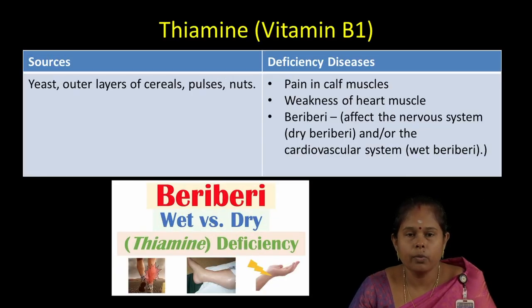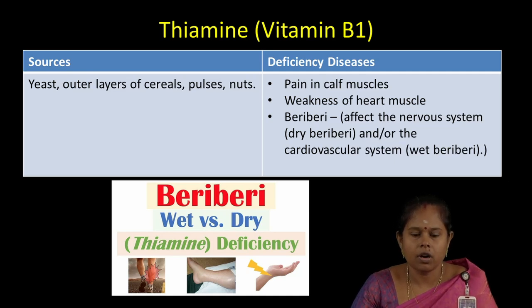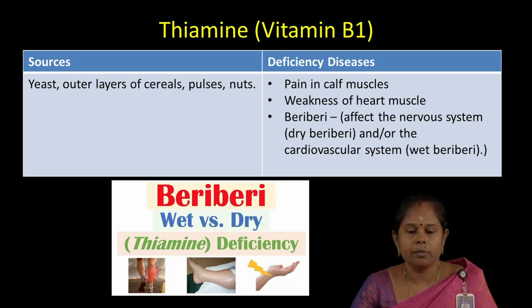Thiamine, vitamin B1. The main sources of thiamine are yeast, the outer layer of cereals, whole wheat flours, pulses and nuts. Deficiency signs are pain in the calf muscles, that means pain in the back of the leg, and weakness of the heart muscles. Beriberi is the main deficiency disease: dry beriberi affects the nervous system, and wet beriberi affects the cardiovascular system.